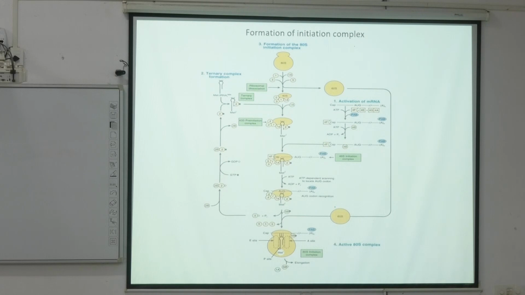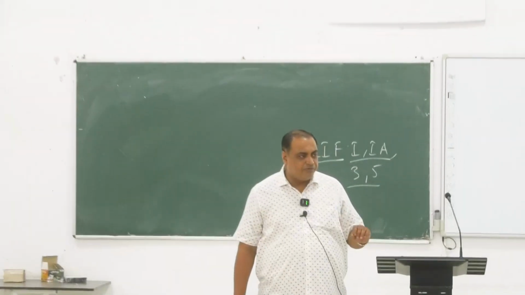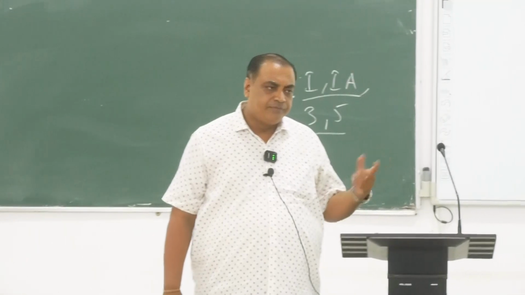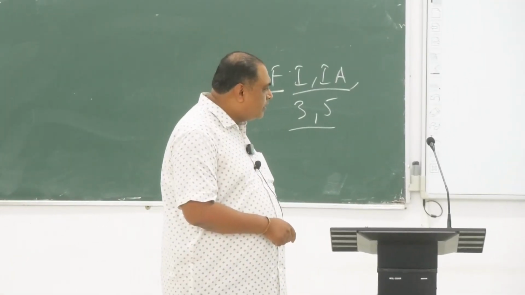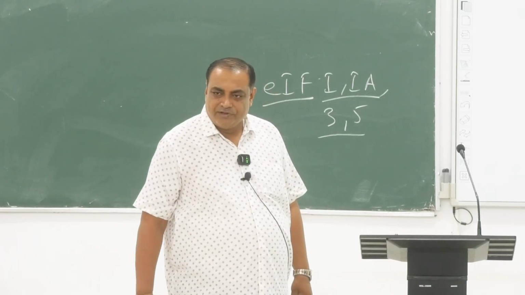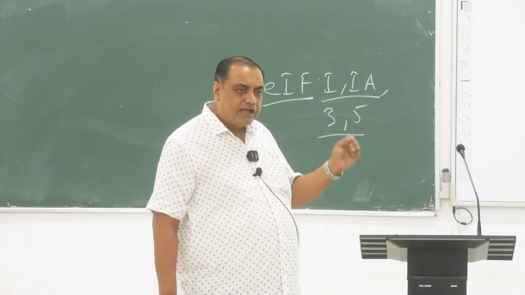Now, for synthesis of peptide bond, we require 28S rRNA, but that is not present in 40S subunit. So the 60S subunit must be joined. So next step will be joining the 60S subunit. But how will it join? Because already the place is occupied by 1, 3 and 5. So it will join by dislodging 1, 3 and 5.